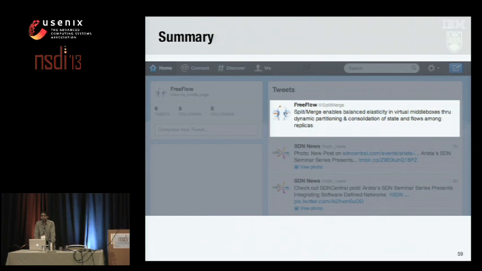Chuck, NEC Labs, Princeton. I have a question about the coherent state across the middle boxes. Are you completely eliminating the need for locking across the boxes, assuming eventual consistency? Yes, because if you were to have something like a global mutex, then your middle box is not even going to scale on a multi-core.